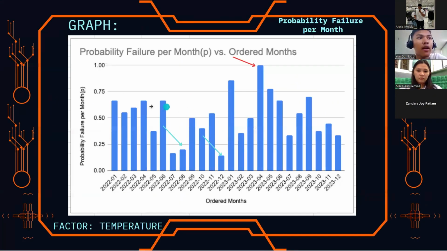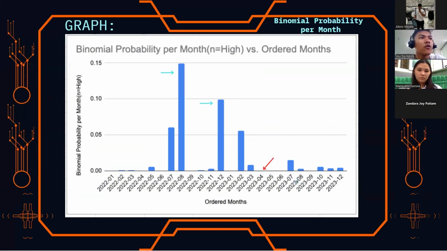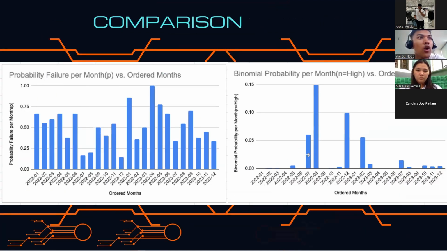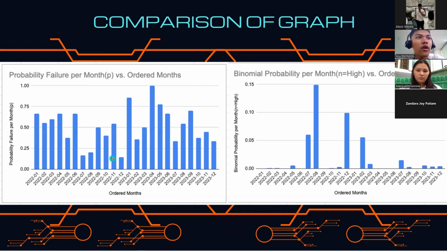From the graph, the highest probability that failure will occur with temperature as its factor is on 2023-04, or April 2023, having a 100% failure rate, and the lowest rate is in 2022-08, or August 2022, and December 2022, having a percentage close to zero. Now, if we look at the binomial distribution graph, August 2022 and December 2022 have the highest percentage, with 2023-04 now having 0%. So what does this mean?